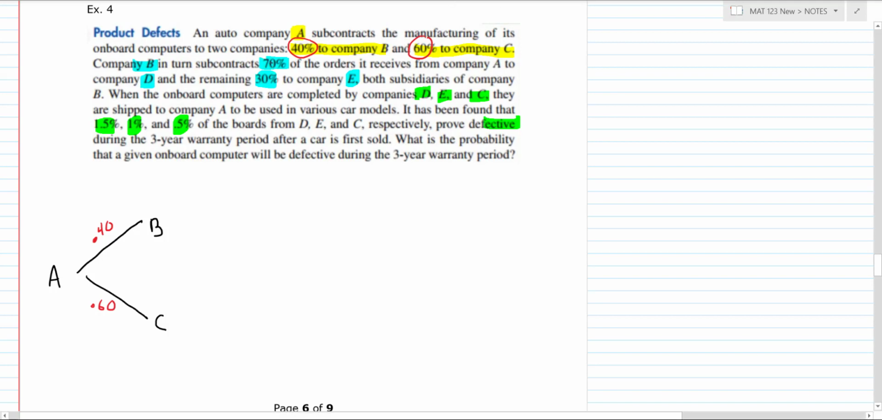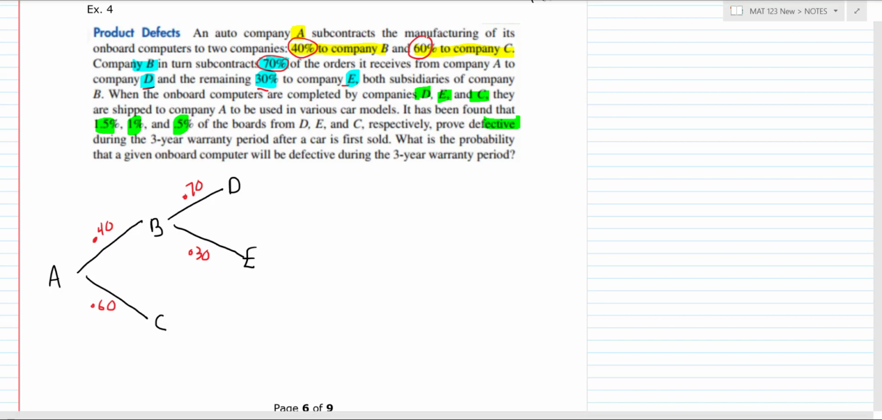Now, if you read on, it says company B subcontracts 70% of its orders that it got from A to D, and then 30% to E. So from B, you're going to subcontract to D, and you're going to subcontract to E. The individual probabilities are, let's see, 70% go to D, then 30% go to E. So again, those add up to 100% like we'd expect.